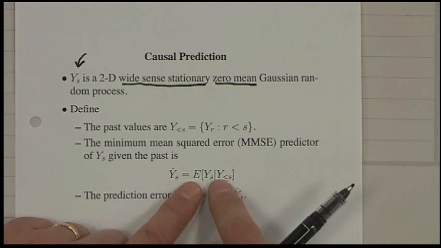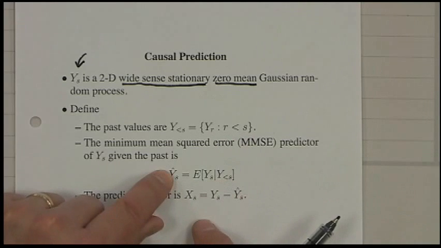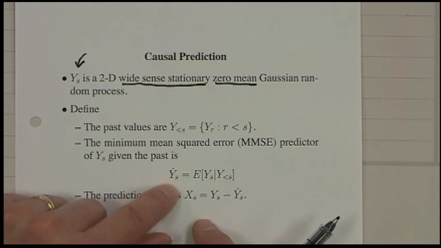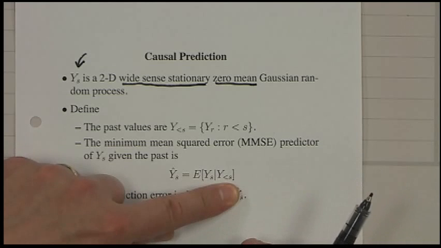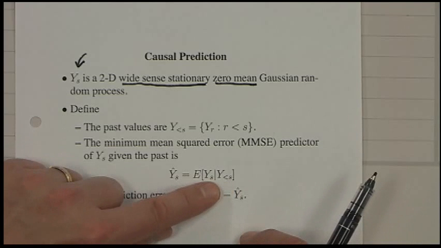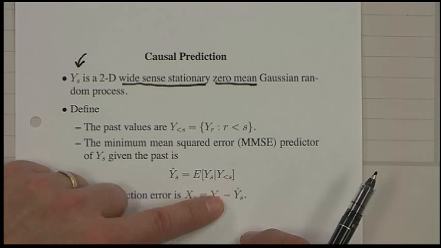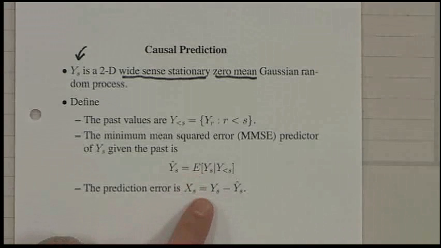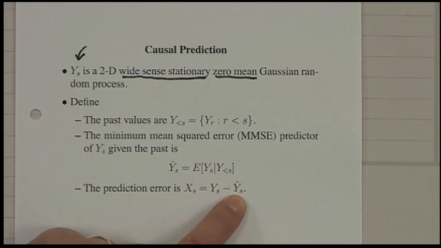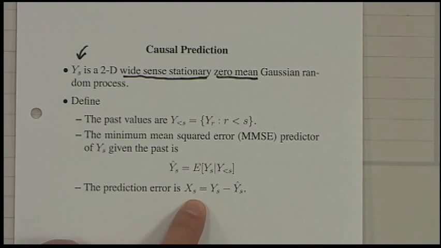Now we say, okay, y hat of s. The hat implies that it's an estimate of y of s. So y hat of s is a random variable, because it's a conditional expectation. And if you recall, a conditional expectation is a random variable. It's the conditional expectation of y of s given all the previous values of y. So this is an optimal predictor, because it's minimum mean square error. It turns out the conditional expectation minimizes the mean square error of your prediction. So the difference between y sub s and y hat sub s is x sub s, the prediction error.